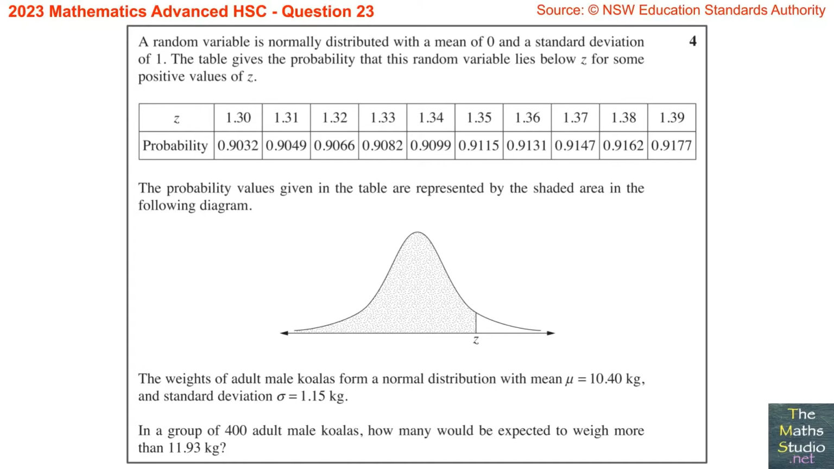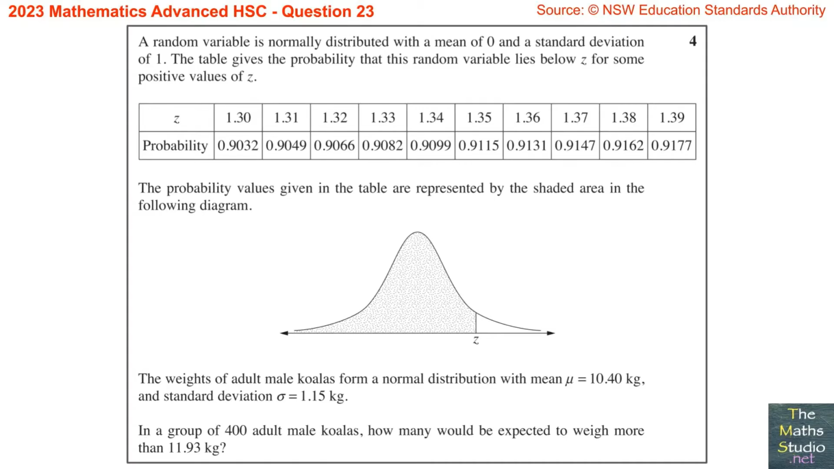Question 23. A random variable is normally distributed with a mean of 0 and a standard deviation of 1. The table gives the probability that this random variable lies below z for some positive values of z. The probability values given in the table are represented by the shaded area in the following diagram.